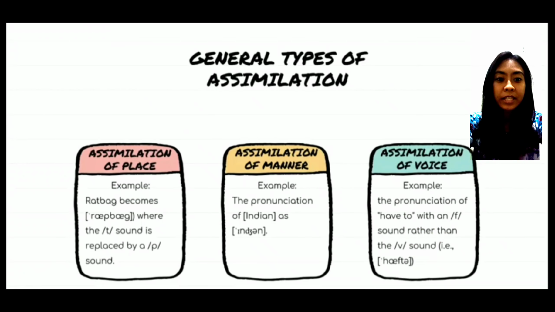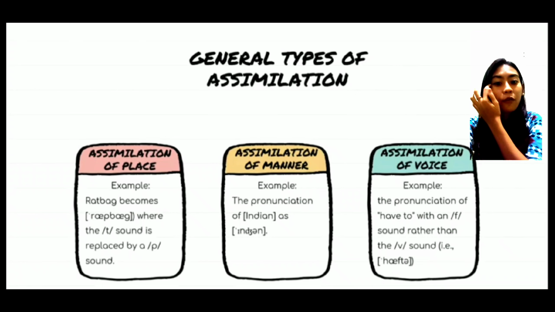General types of assimilation. The first is assimilation of place. For example, road back becomes red back, where the t sound is replaced by a p sound. The second is assimilation of manner. For example, the pronunciation of Indian as Indian. And the last is assimilation of voice. For example, the pronunciation of have to with an f sound rather than the v sound. For example, have the.